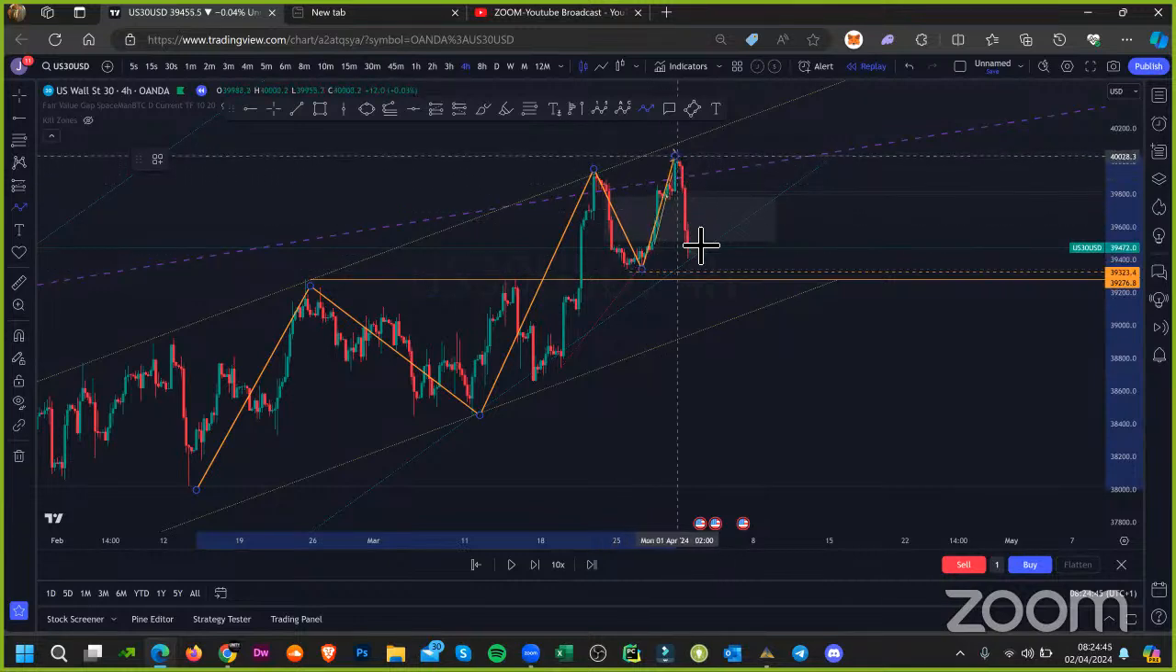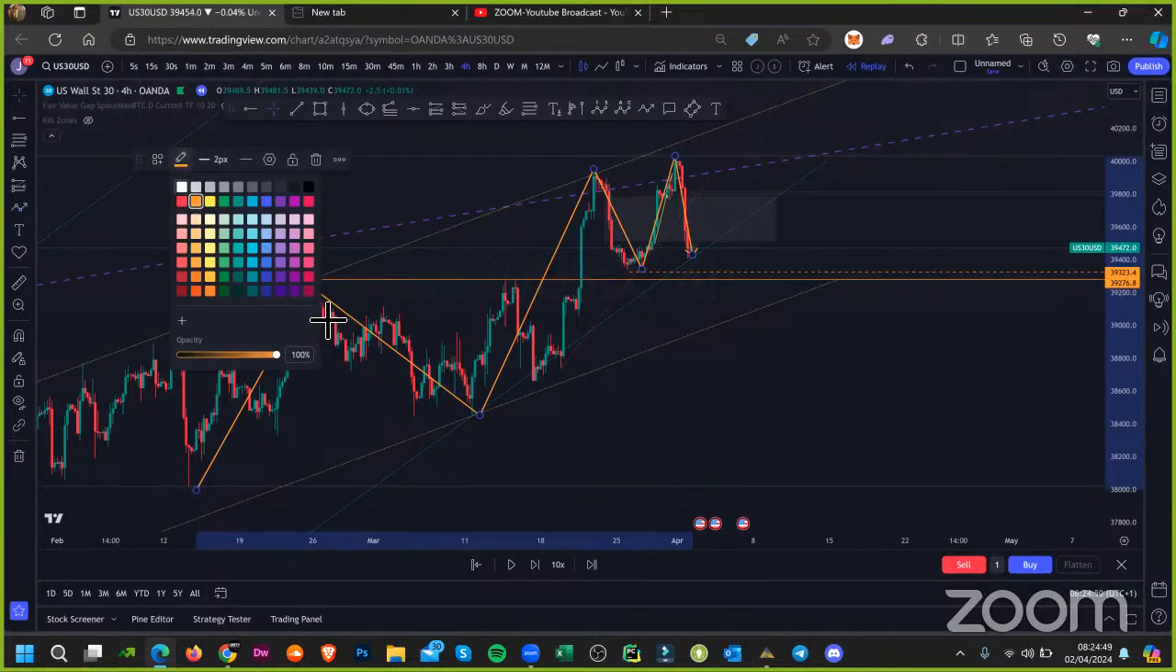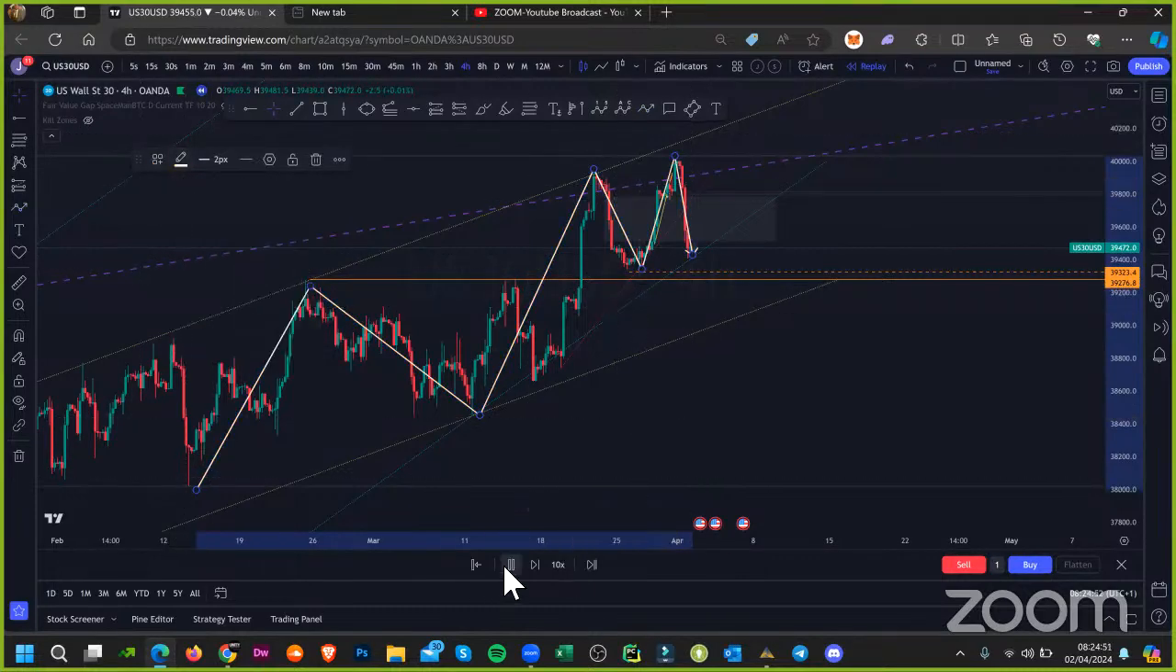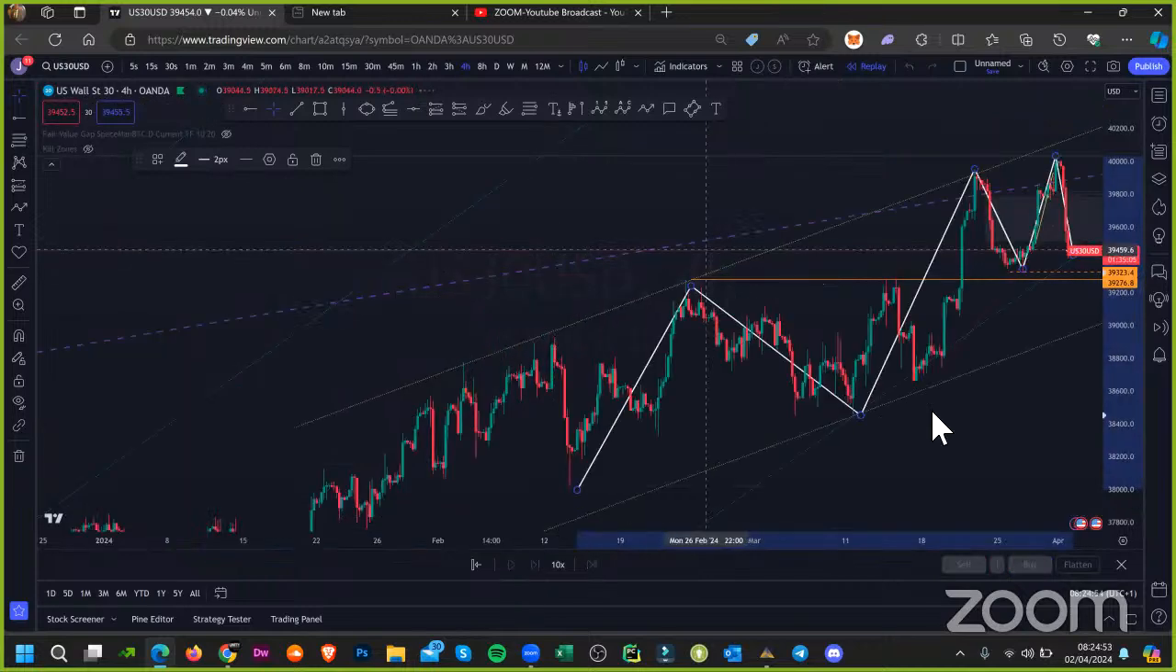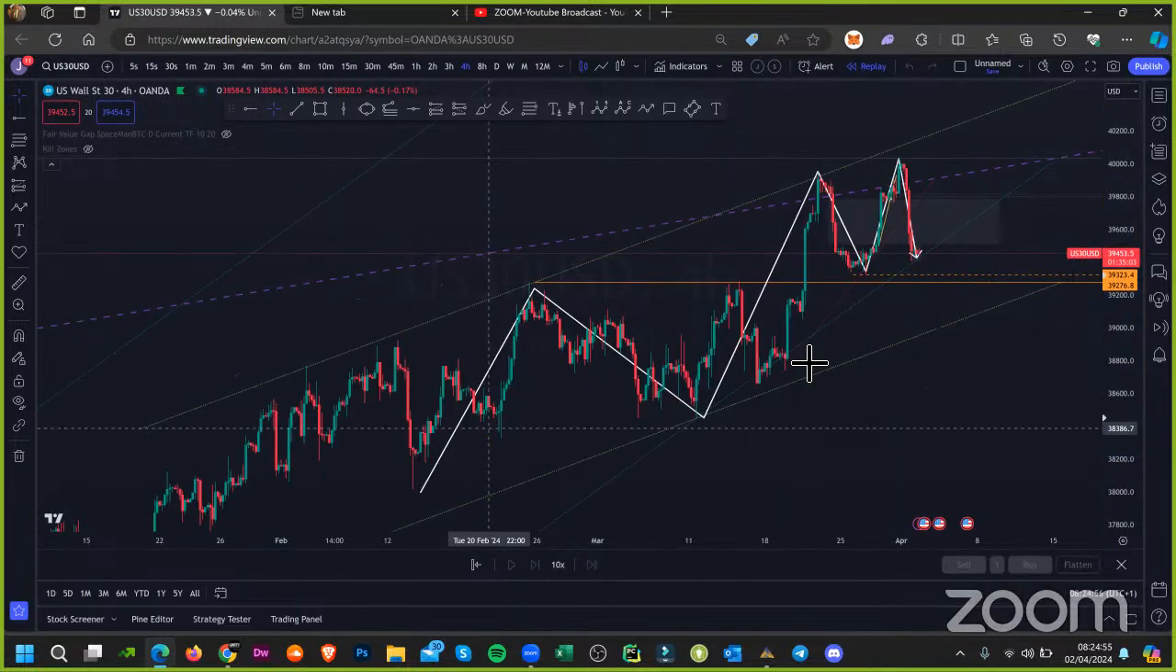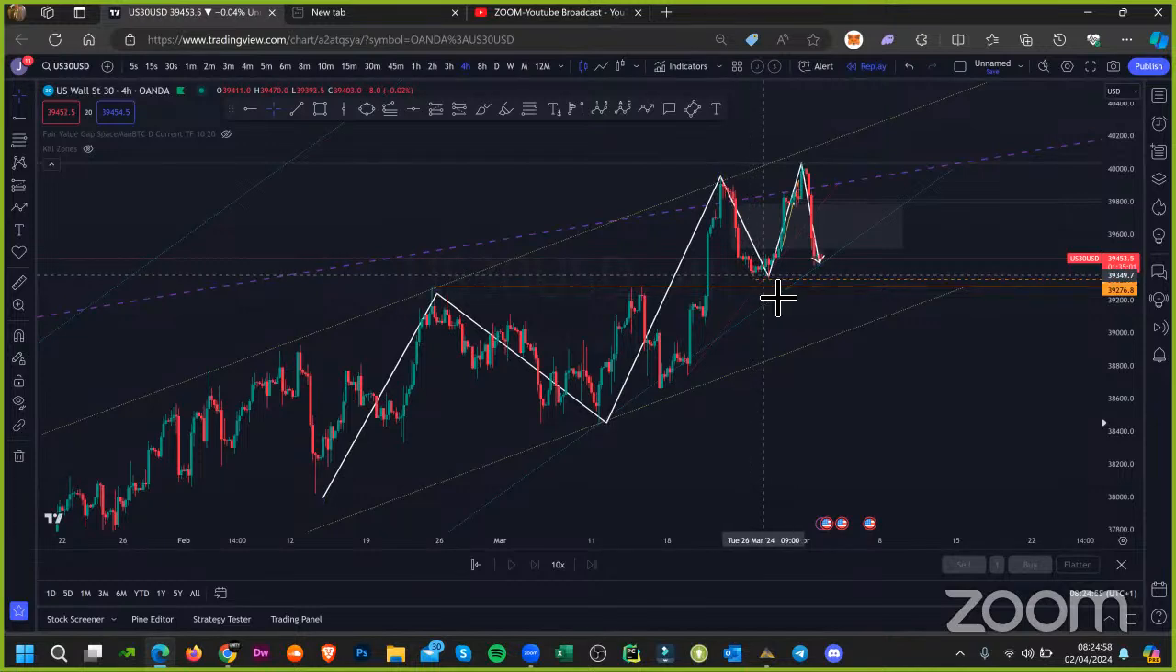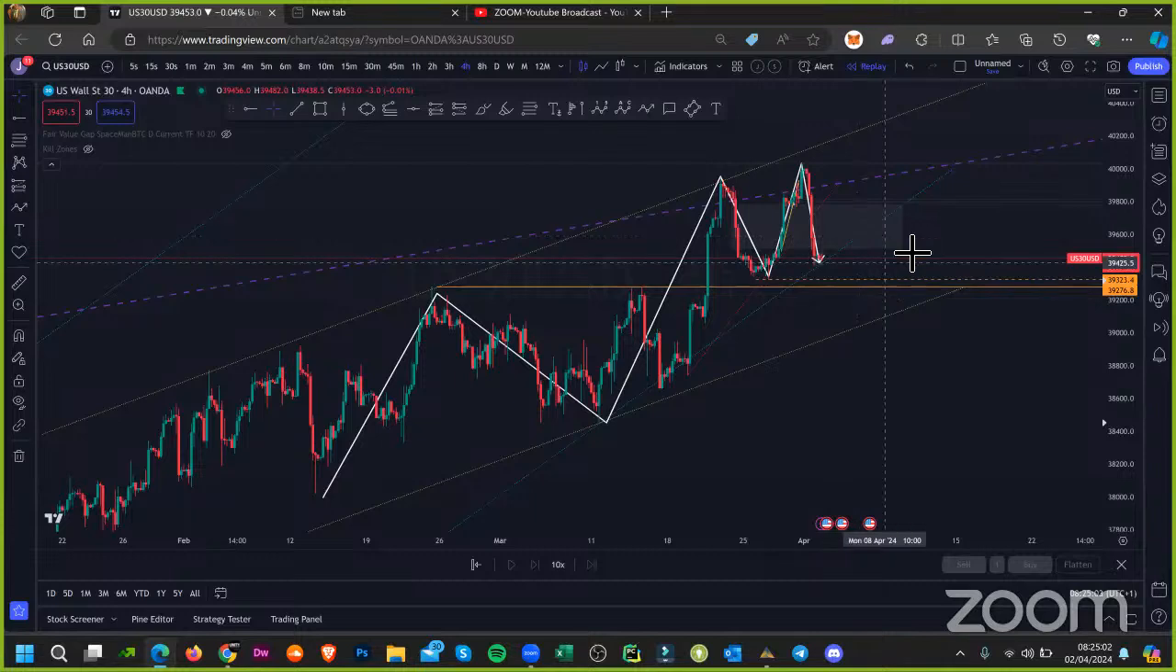And right now, where we are, let me make this white so you can see what's going on. Right now, even if I play it forward, we've just been going sideways before we've broken this structure. We haven't broken this swing low yet, you see? So this market, for all purposes, is still bullish. It hasn't told me that it's ready to go bearish, not on a 4-hour time frame.